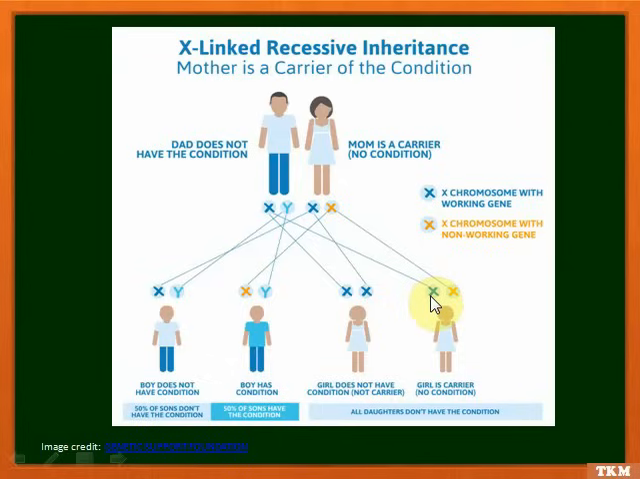So in this case, all daughters, they don't have the condition, but 50% of daughters will be carrier, 50% will not be carrier, whereas 50% of sons don't have the condition, and 50% of the sons will have the condition.